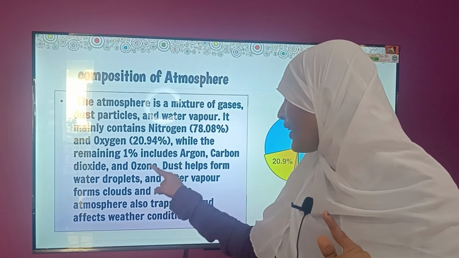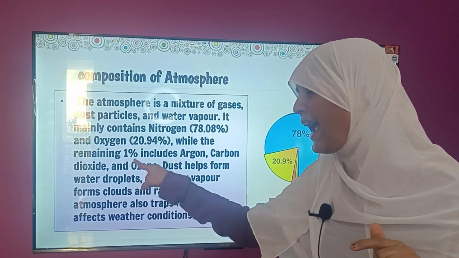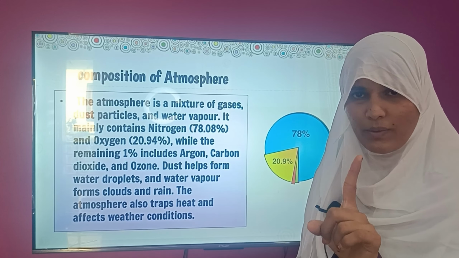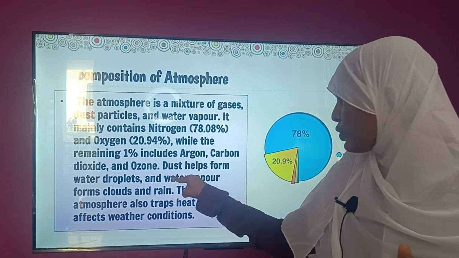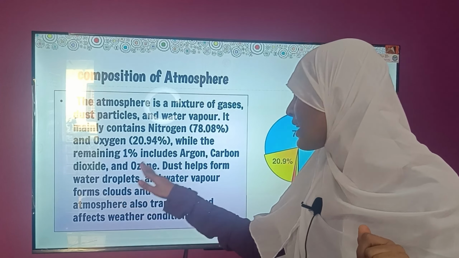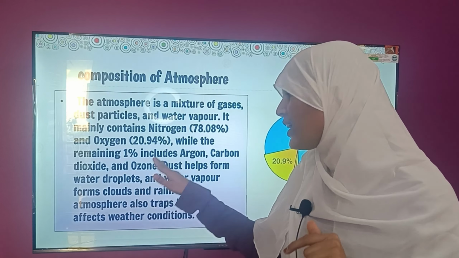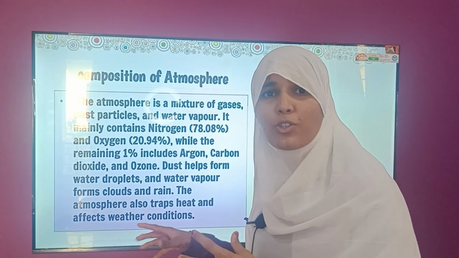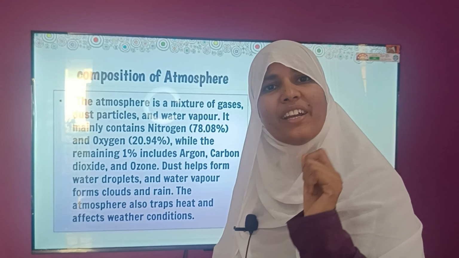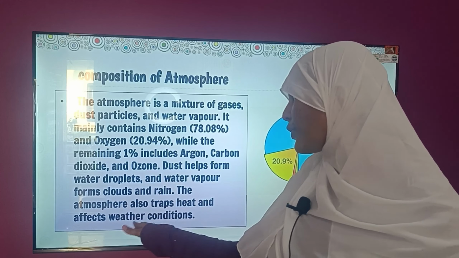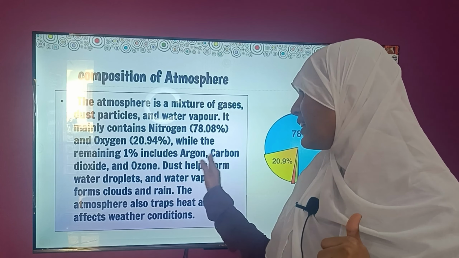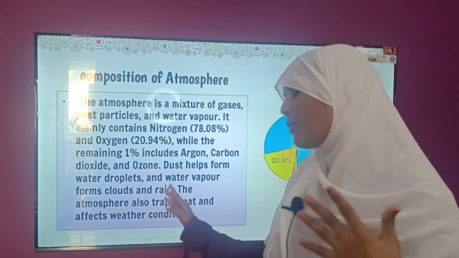The remaining small amount, that is 1%, includes argon, carbon dioxide and ozone. See here this map. Dust helps form water droplets, and water vapors form clouds and rain. The dust helps the formation of clouds, and the water vapor is responsible for the rain. The atmosphere also traps heat and affects the weather condition.